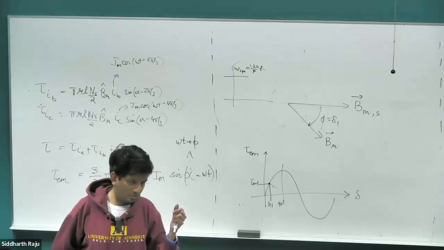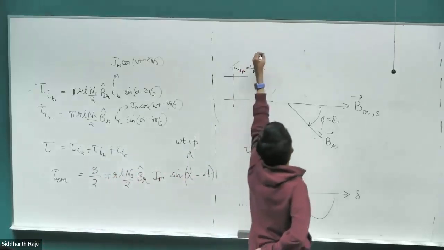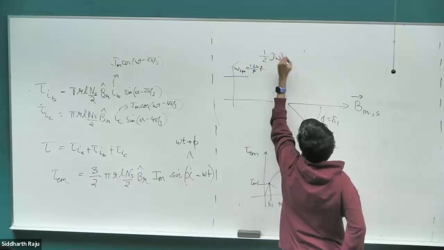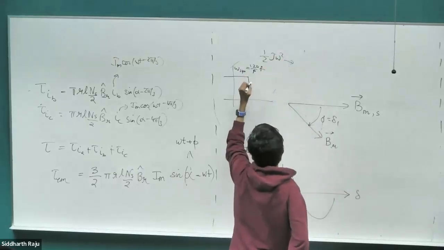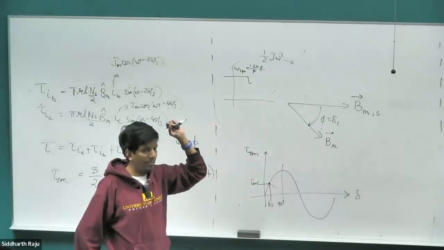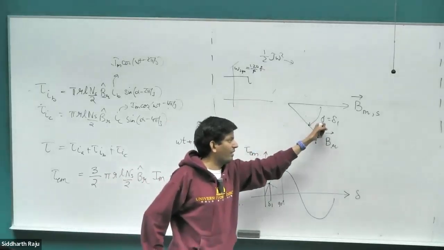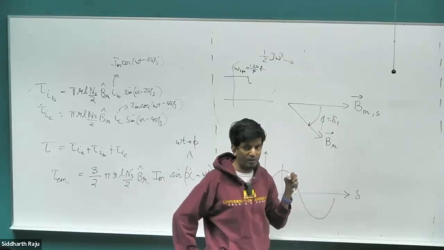The inertia of the motor. The inertia, perfect. So it's coming from the stored energy in the rotor, half J omega squared. So if you take energy out of it, omega has to go down. So speed has to come down. When the speed comes down, what happens to the angle between the stator magnetic field and the rotor magnetic field?